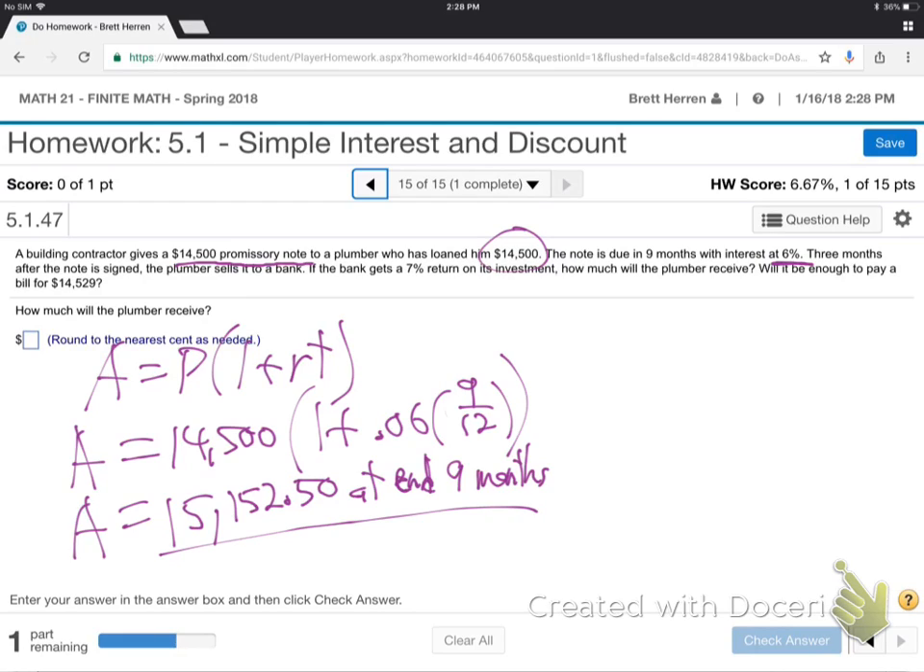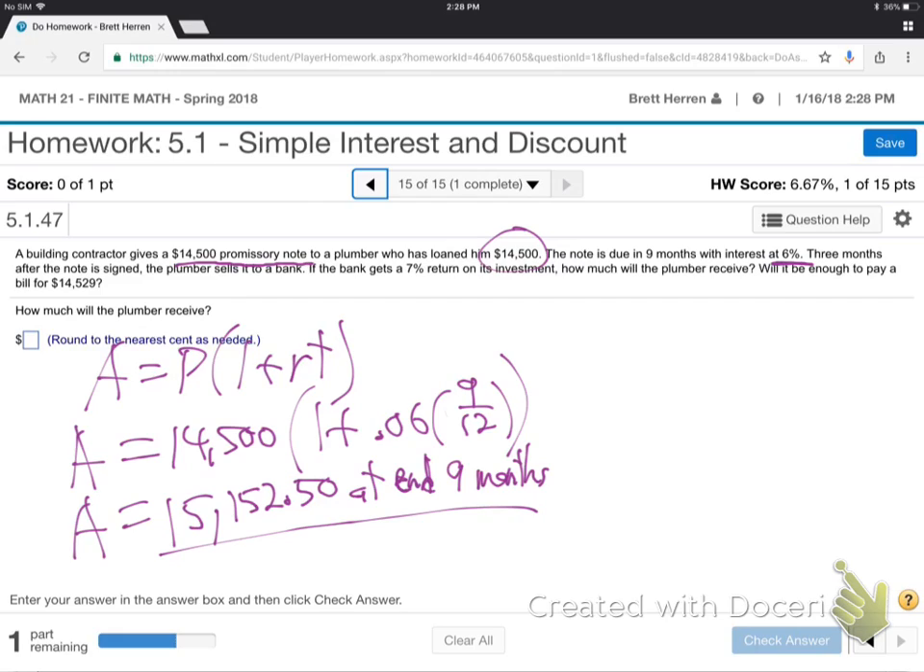So now, here's the trick thing that happens. 3 months after the note is signed, 3 months after the plumber does his work and the contractor says, great, I'll do it, the plumber says, I can't wait 9 months. I need some money. So he goes over to the bank and says, look, bank, I've got this promissory note right here. A building contractor promises to pay me at the end of 9 months $15,152.50. I want to give you this note, bank, right now at the end of 3 months.